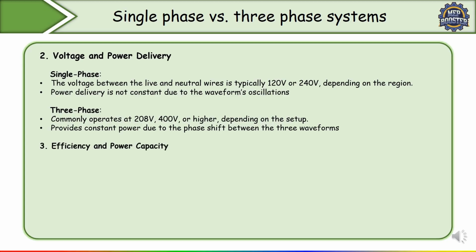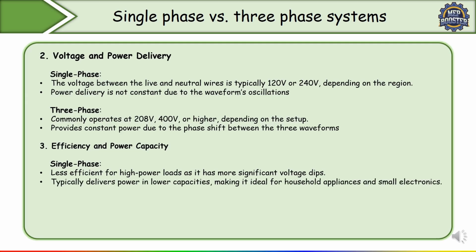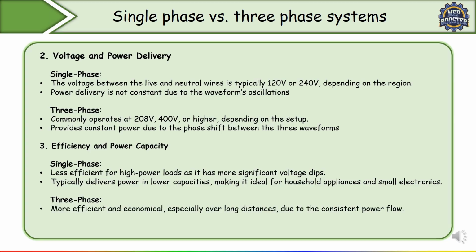Clear? Now we'll see what the major difference is as per efficiency and power capacity. When you talk about the single phase system, remember single phase systems are less efficient for high power load. Why? As it has more significant voltage dips, it is not suitable for high power devices and typically delivers power in lower capacity, making it ideal for household appliances and small electronics. Next, three-phase systems are much more efficient, especially for long distance power transmission. Due to constant power flow, energy loss in this system is lower and equipment runs more smoothly.